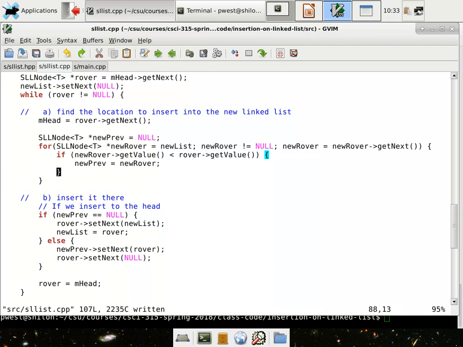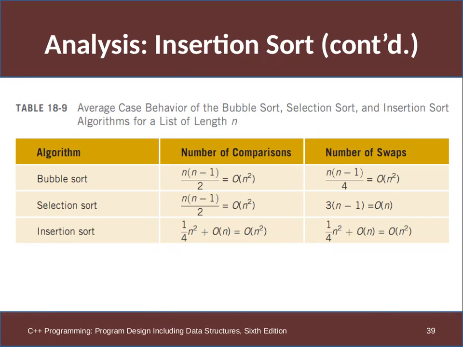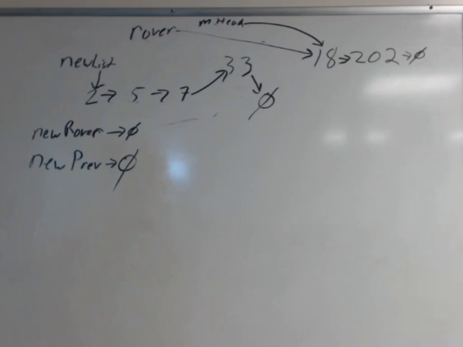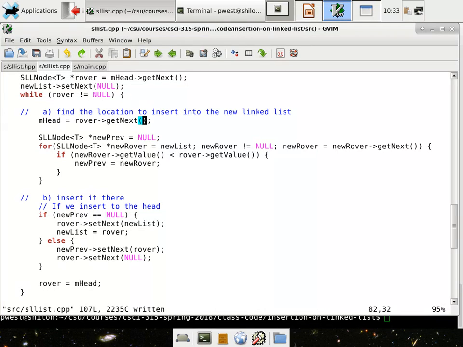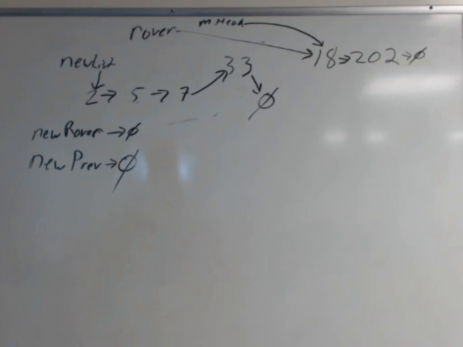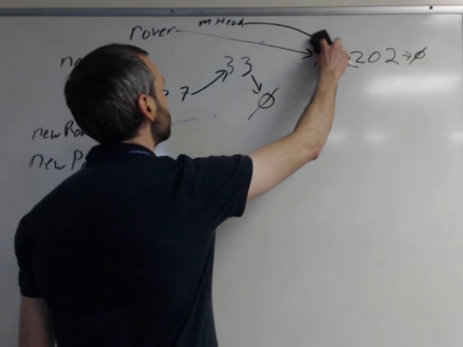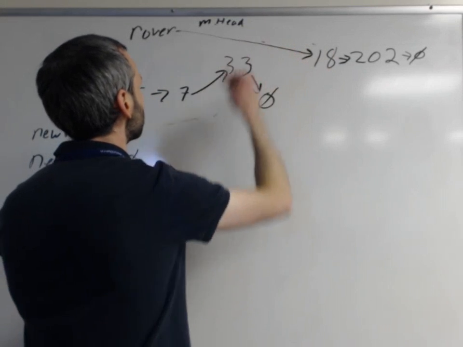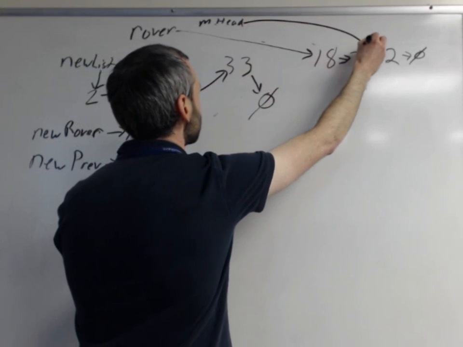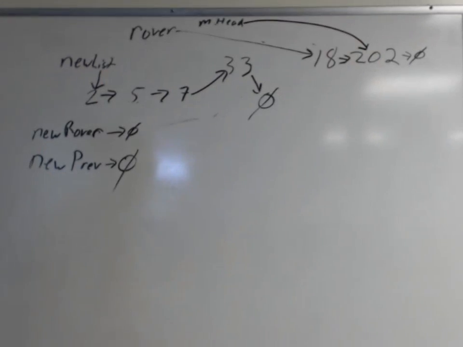And I think this is the iteration where we're going to find our last error, and most of this should make sense. While rover does not equal null. Is rover null? Nope. So what's the first thing we do? We update imhead to point to the next one.